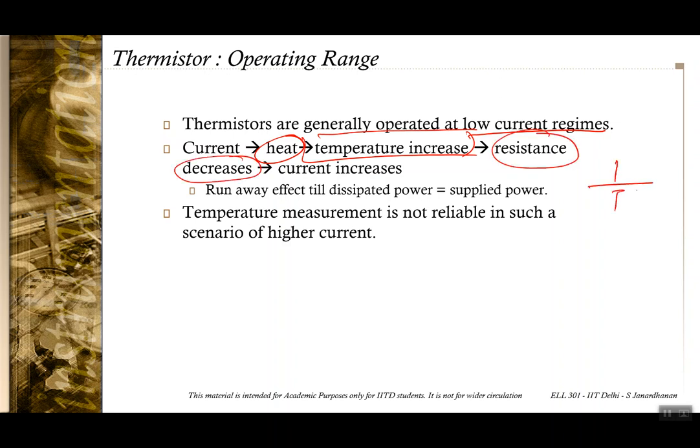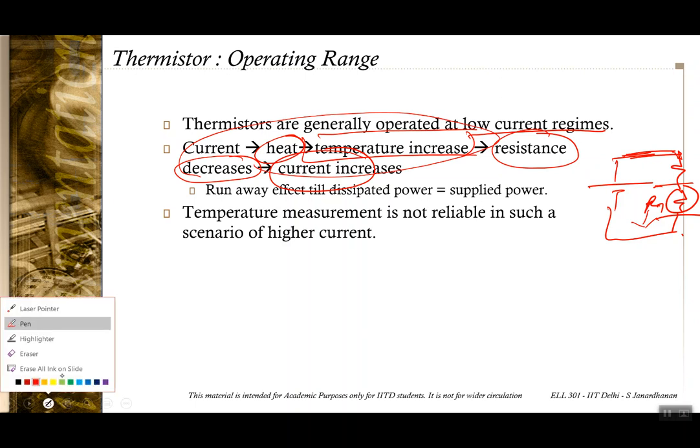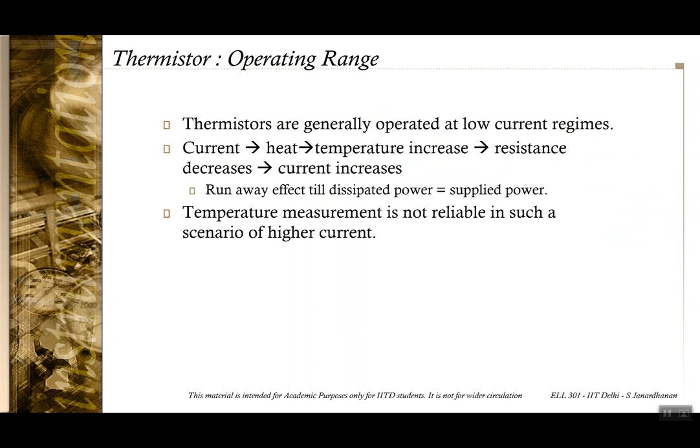Now if you are using a standard voltage source connected to the thermistor, this resistor is at a higher temperature. Due to the higher temperature the resistance decreases, which would mean that the overall resistance of the circuit decreases, and the current is increasing, and the increase of current is again going to do the same loop, until it comes to a point where the power dissipated by the thermistor as heat is the same as the supplied power. So there is a runaway heating effect.